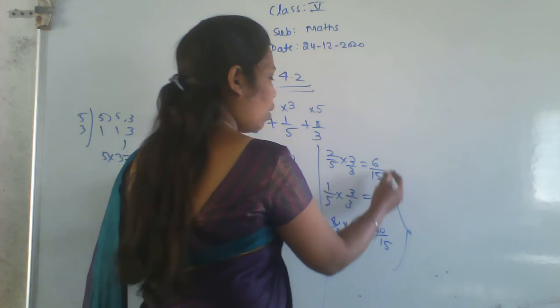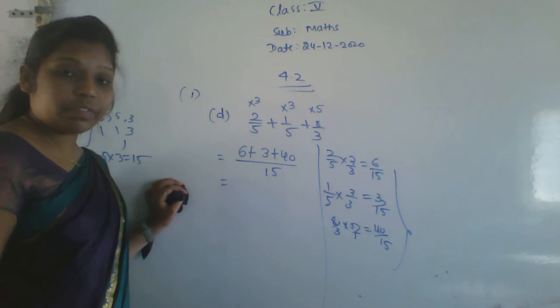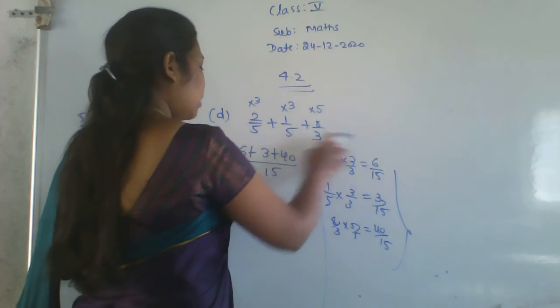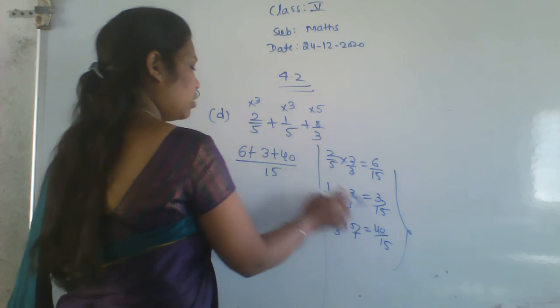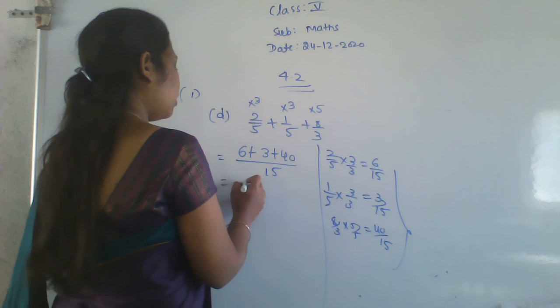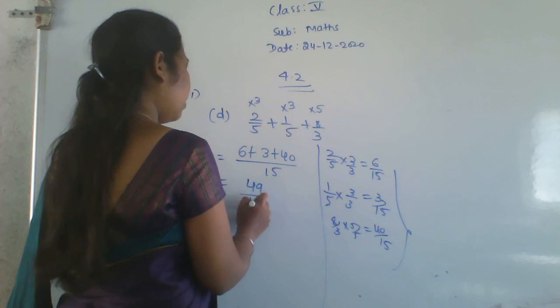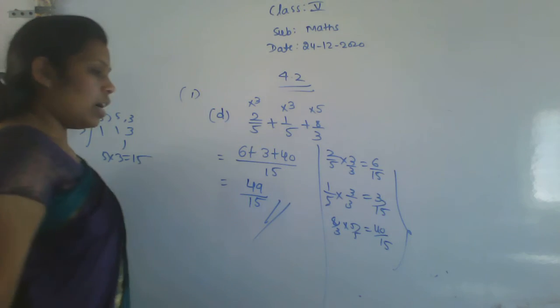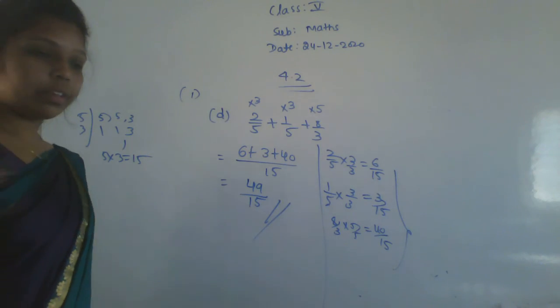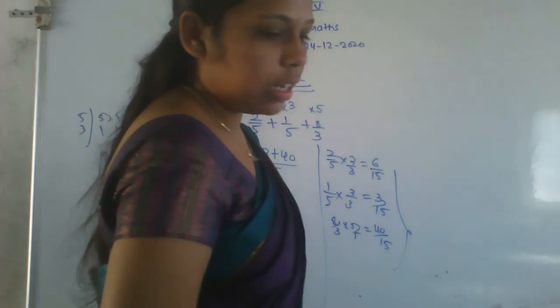So we made all the denominators 15, 15, 15. Now add 6 plus 3 plus 40. Okay, so that is 49 by 15 is the answer. Answer is 49 by 15. Okay, next.